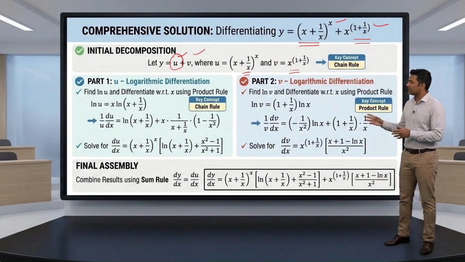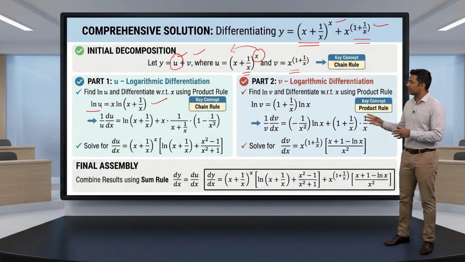because this is u to the power, it is like a function f of x to the power of g of x, one function to the power of another function. For that I am going to apply the log on both sides: log u is equal to x into ln of (x plus 1 by x). Please understand, log is nothing but the natural logarithm, it must be base e. Then I am going to differentiate this one.